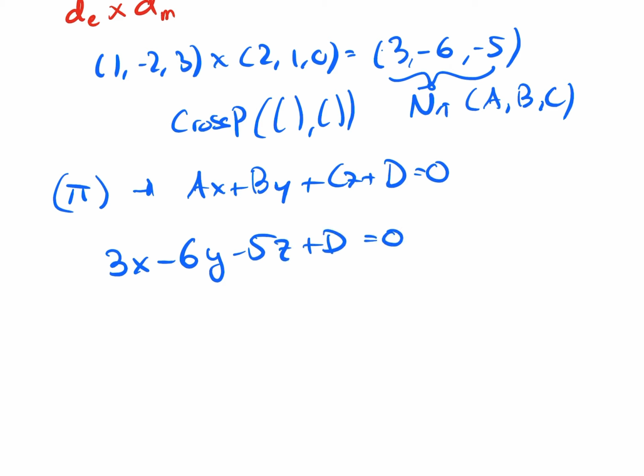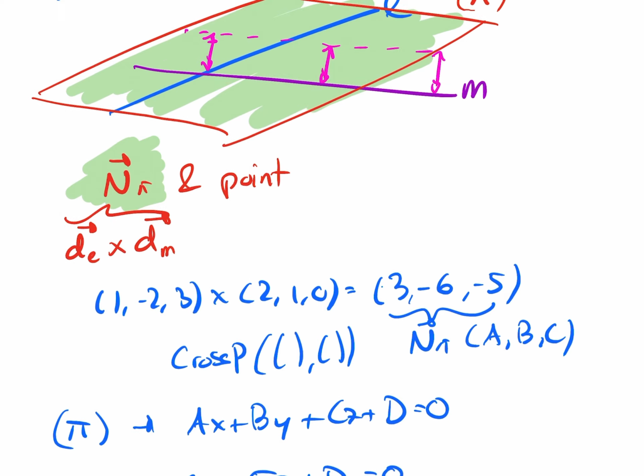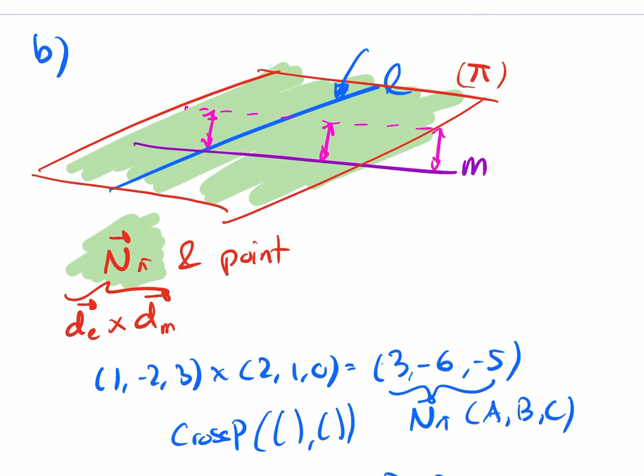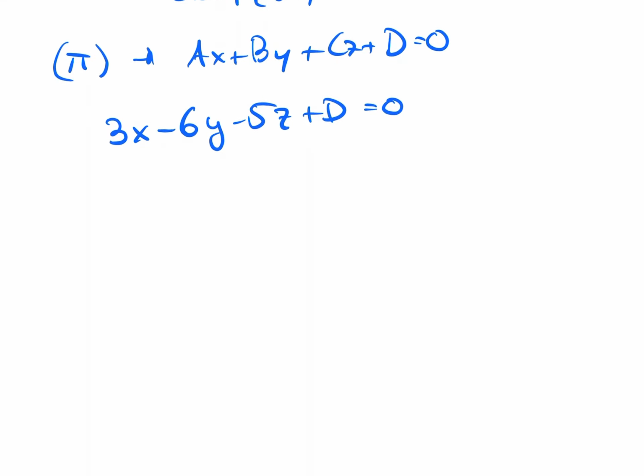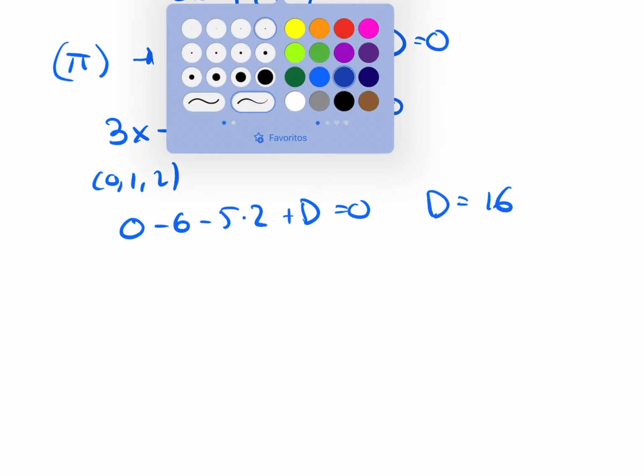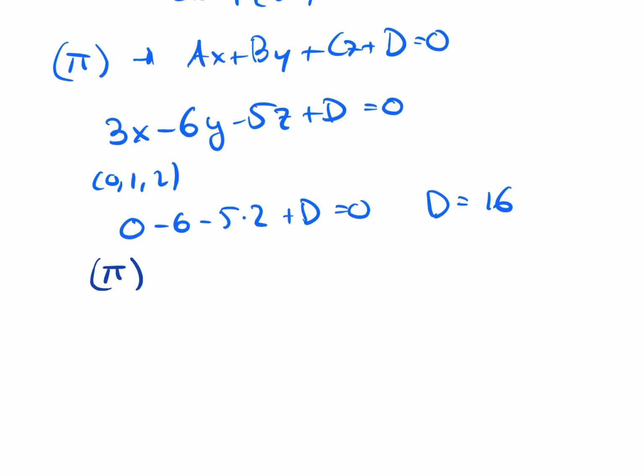Now we need to use a point that lies on the plane, which means that it has to be a point that lies on L, 0, 1, 2. We insert the coordinates of 0, 1, 2 here, and we just get 0 minus 6 minus 5 times 2 plus d is equal to 0. Therefore, d is equal to 16, which tells us that the equation of the plane we were looking for is 3x minus 6y minus 5z plus 16 is equal to 0. And that's the equation of the plane.